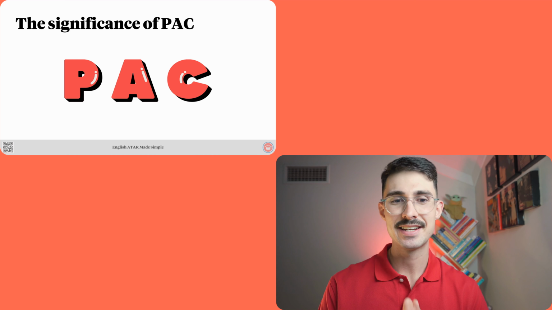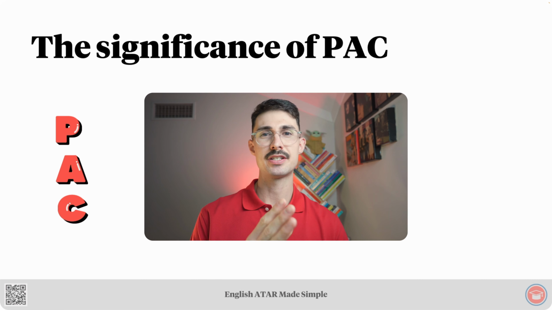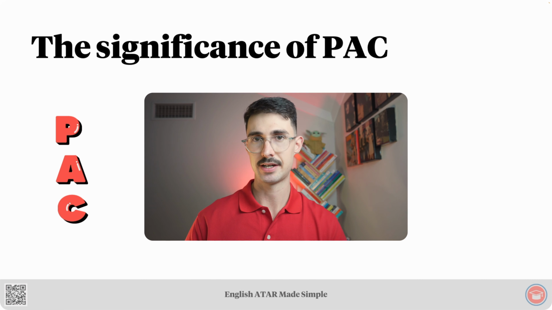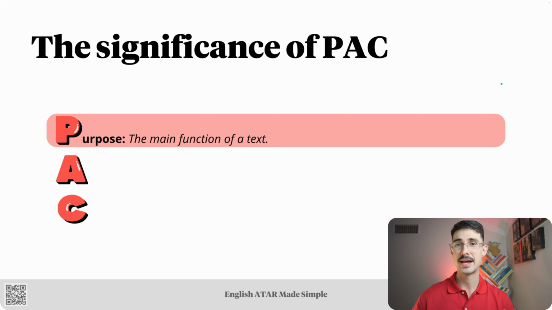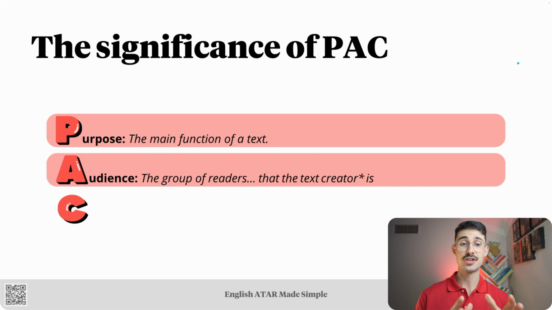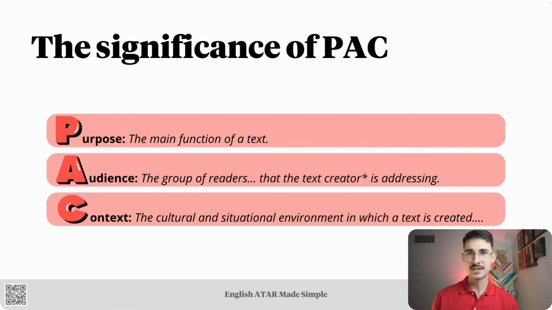Now, what is the significance of P, A, and C? As I said a moment ago, these three words stand for purpose, audience, and context. Hopefully you'll recall from module 2 that the purpose refers to the main function of a text. Audience refers to the group of readers that the text creator is addressing. Side note, the text creator in this case is you because you are the one who is creating the persuasive, imaginative, or interpretive text. Last but not least, we have context, and this refers to the cultural and situational environment in which a text is created.